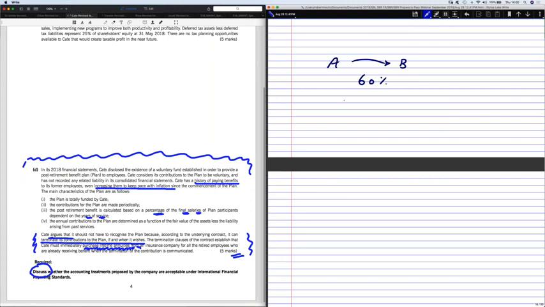acquires a further 10% in B? Does A gain more control? If A acquires 60% and effectively has control, if A acquires a further 10%, does A gain more control?